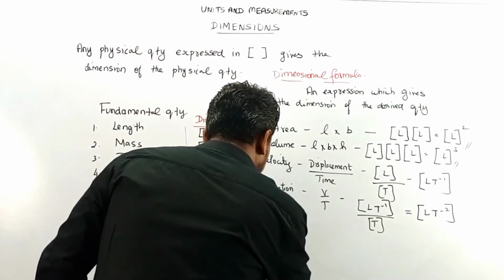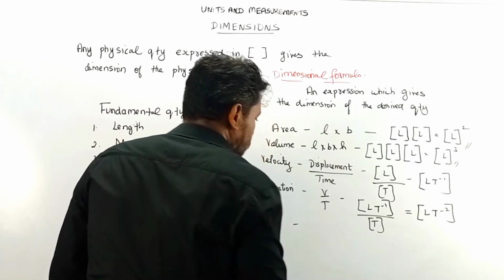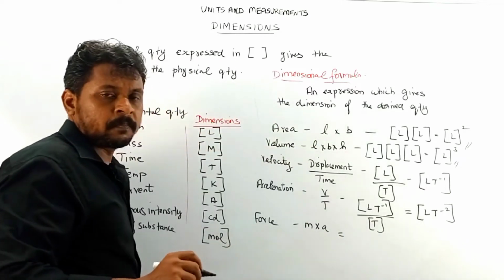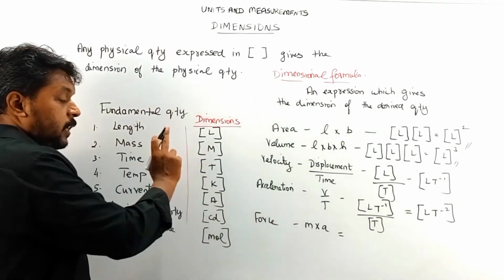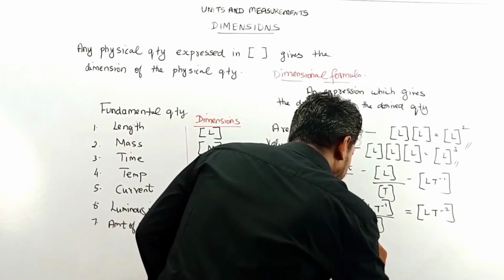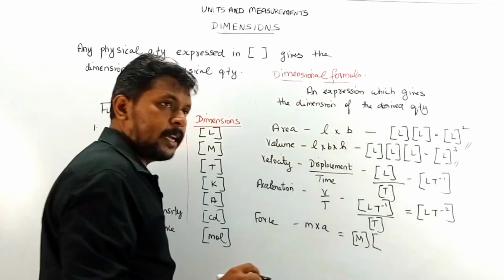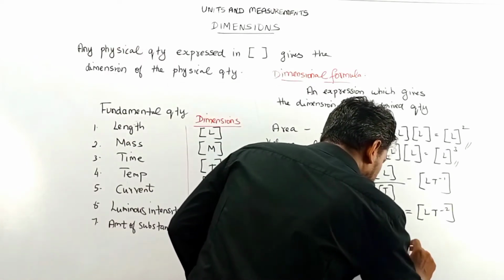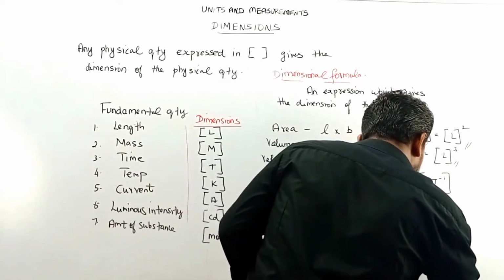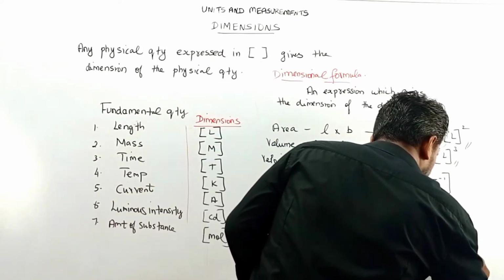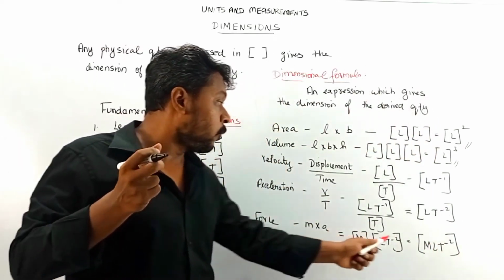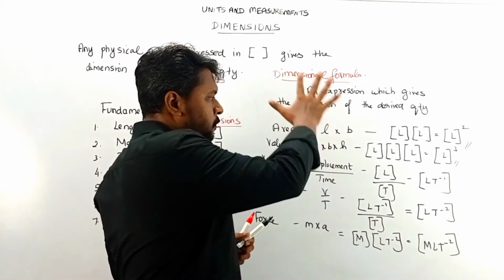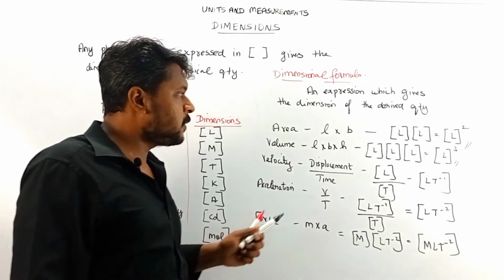Similarly, another derived quantity we can take is force, which is mass into acceleration. What is the dimension of mass? It is capital M. We have found the dimension of acceleration, L T power minus 2. So totally it can be written as M L T power minus 2. This is the dimension of force. Like this you can write the dimensions of various derived quantities.